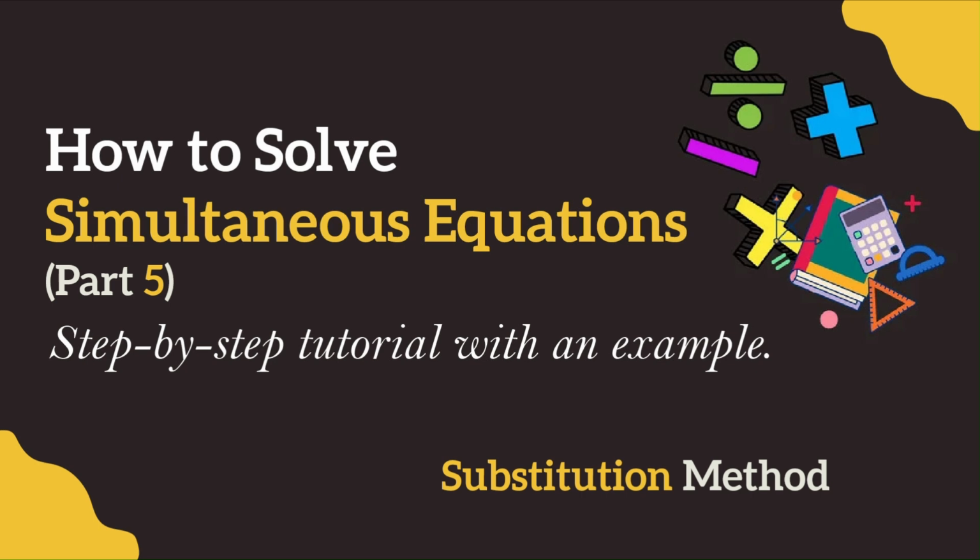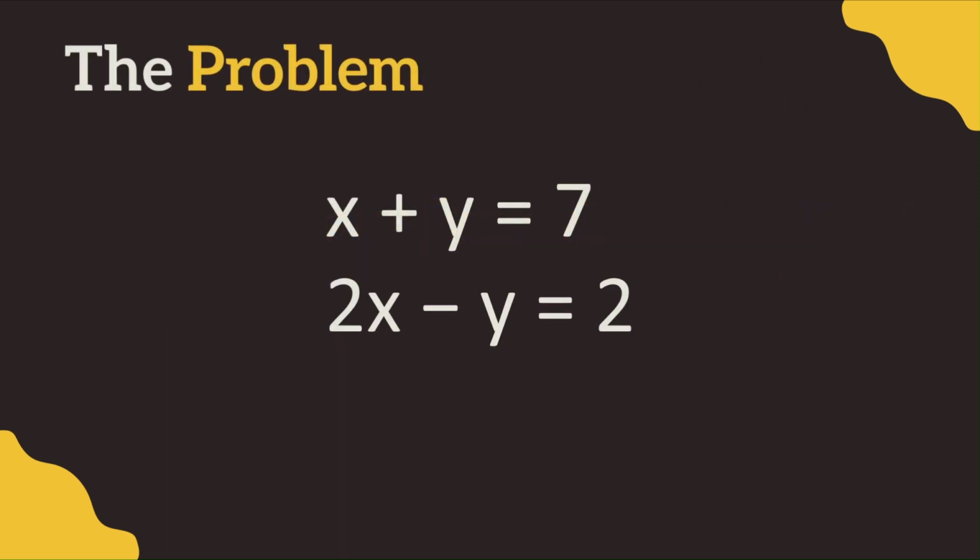As you can see, this question can be solved very easily using elimination by simply adding the equations. However, it's important to know more than one method because different questions suit different approaches. We have x plus y equals 7 and 2x minus y equals 2. Just like before, our goal is to find values of x and y that satisfy both equations.